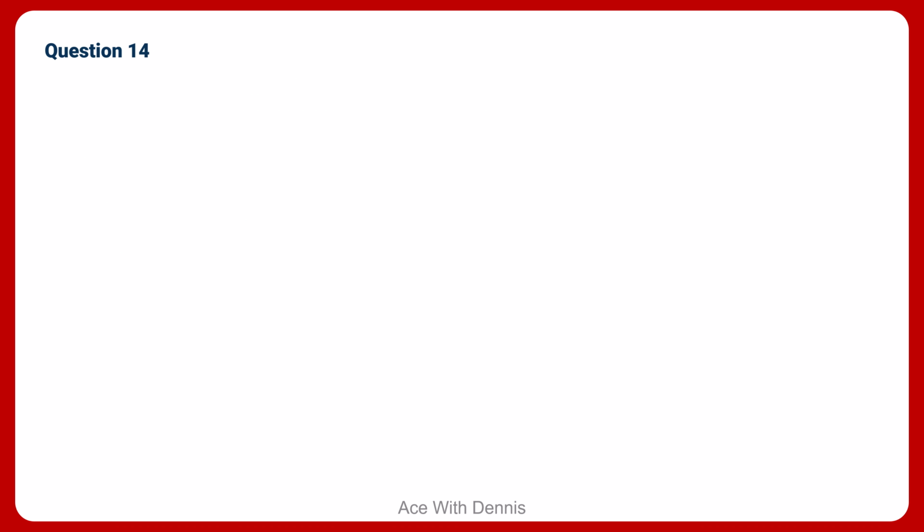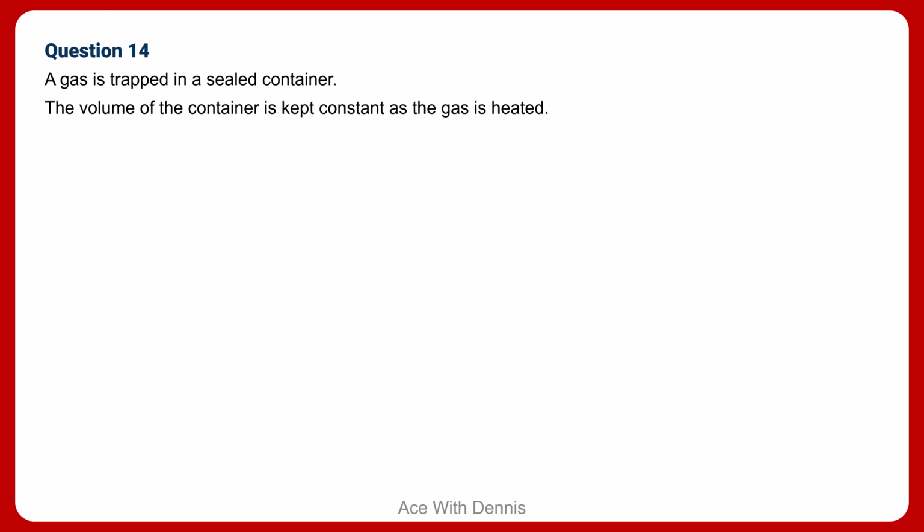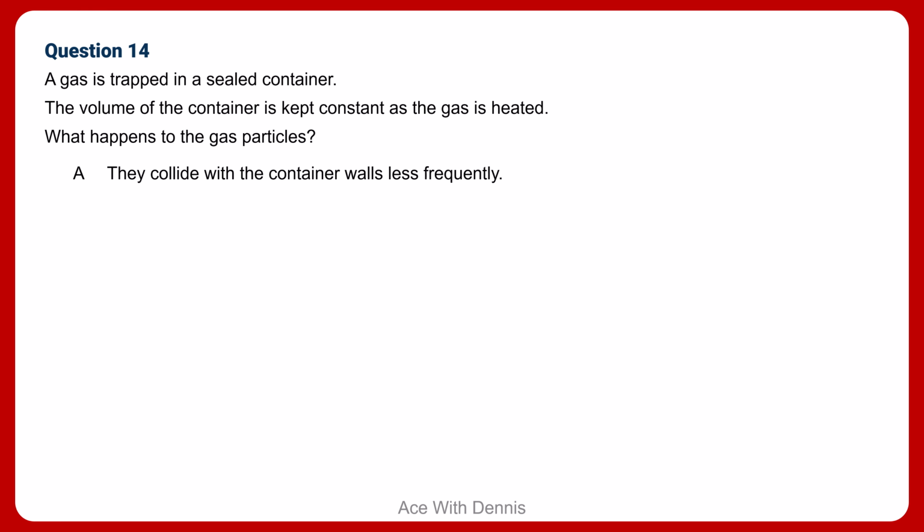Question 14. A gas is trapped in a sealed container. The volume of the container is kept constant as the gas is heated. What happens to the gas particles? A. They collide with the container walls less frequently. B. They expand. C. They get further apart. D. They move more quickly.